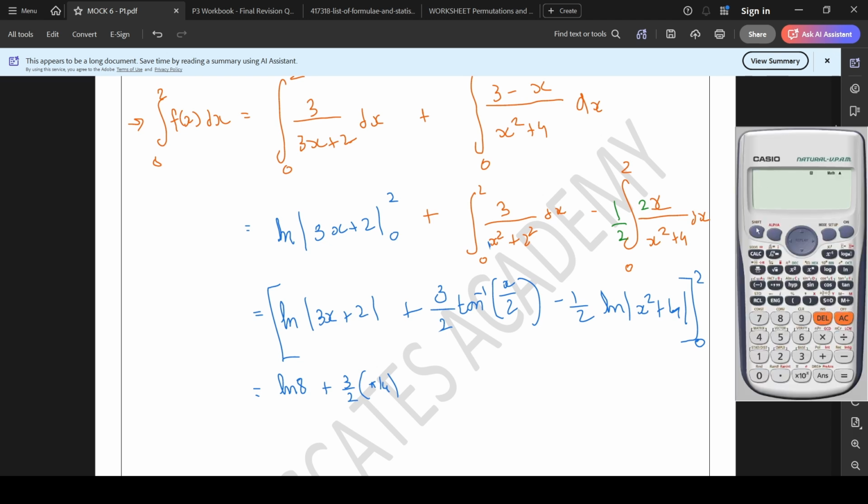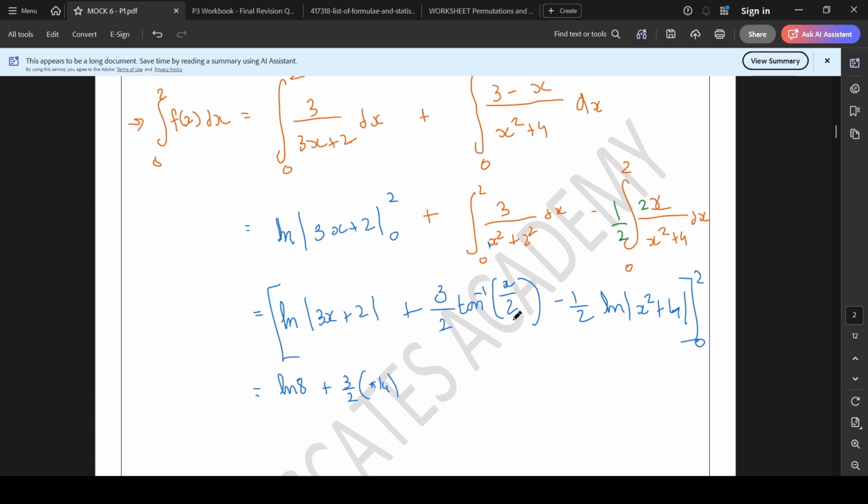Just to be cautious, let me go ahead and do this. Tan inverse of 2 by 2, yeah, pi by 4, and then minus half ln, 4 plus 4 is 8. This is minus half ln 8. And yeah, now I can do the other part. I can just say that this is my first bracket minus the second bracket.